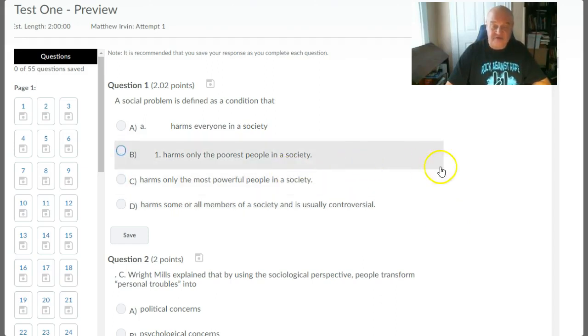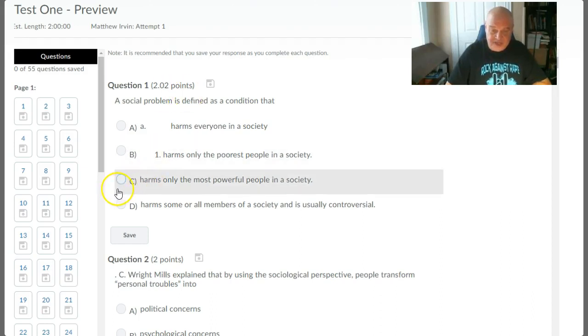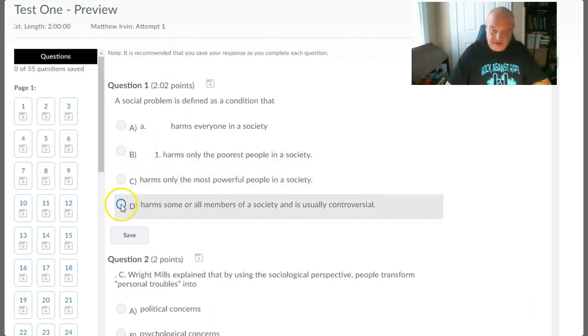Okay. A social problem, this carried a little more weight, is defined as a condition that harms not everybody, but some or all members of a society. It's usually controversial. Okay, so we save that.